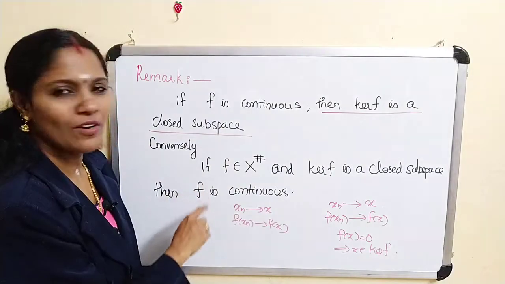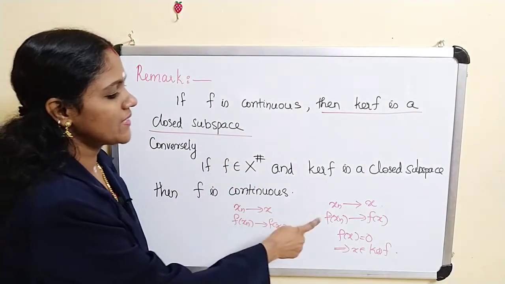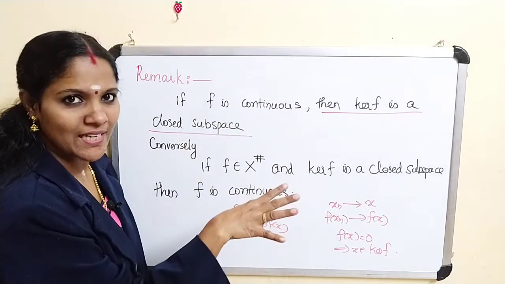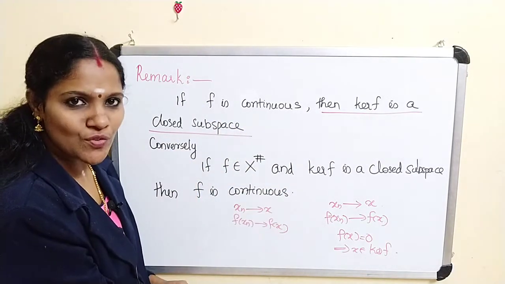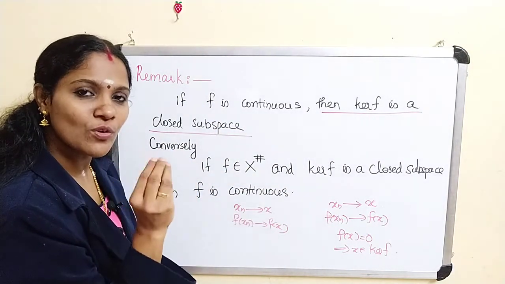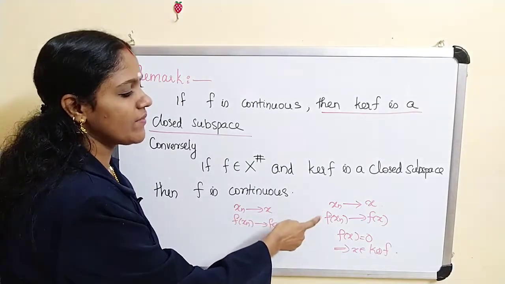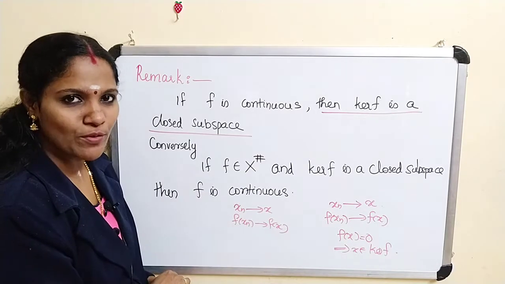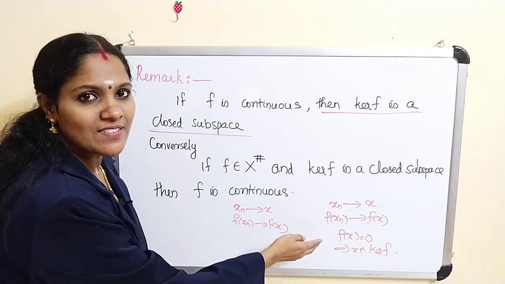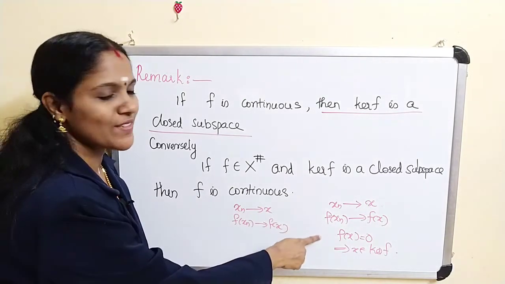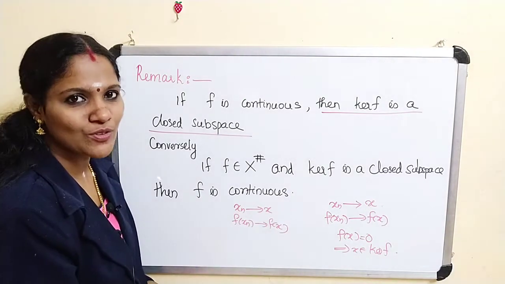Now, hope it is clear. Each xn is a sequence in kernel f. We assume that xn converges to x. To prove kernel f is closed, we have to prove x belongs to kernel f. By continuity we can write f of xn converges to f of x, but each f of xn is 0. Therefore the limit value is also 0. Therefore f of x equals 0. This implies x belongs to kernel f.